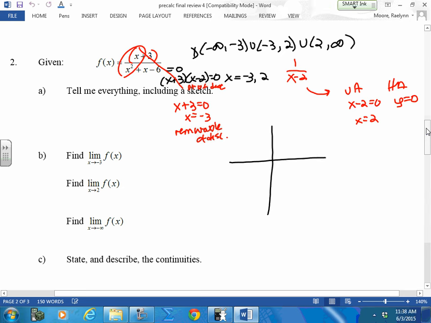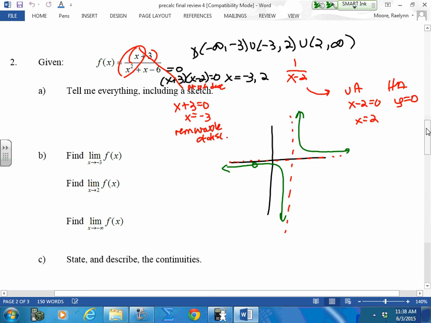So if I wanted to sketch this, I would start with my asymptotes. I've got y equals 0. I've got x equals 2. I have a removable point at negative 3. So when I put this in my calculator and sketch it, I find that it looks like this. And it looks like I'm filling in my negative 3, but that's really where my point of discontinuity is.